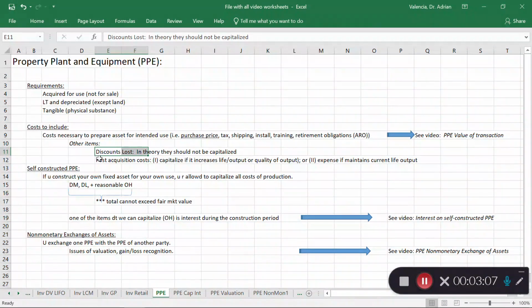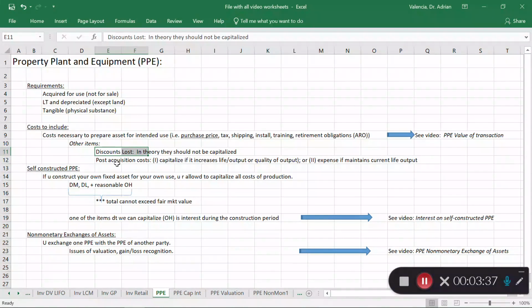Other things to consider are post-acquisition costs, sometimes called capital expenditures after you've acquired the asset. You can either capitalize some of those post-acquisition costs or expense them. And the distinction really comes down to whether the life or the output of the property, plant, and equipment increases, or the quality increases.